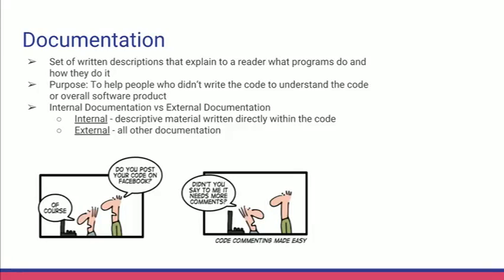So now we're going to talk about documentation. In program design, documenting your code properly is a very important concept. So what is documentation? Documentation is just a set of written descriptions that explains to a reader what a program does and how it does it. Its purpose is to help people who didn't write the code to understand the code or the overall software product. And there are two main types of documentation, internal and external. Internal is descriptive material written within the code. External covers everything else.